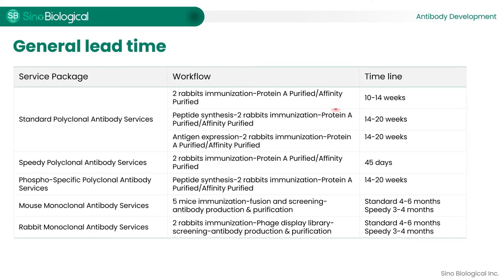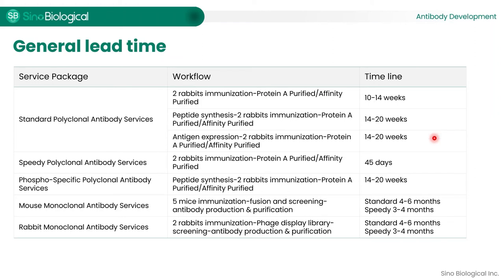Generally, it will take a little bit longer to generate antibodies. The immunogen preparation will cost some time, and the animals will cost some time to mount a sufficient immune response, after which they can be sacrificed to proceed into the antibody selection process. And generally, it takes about 4 to 6 months to complete a mouse or rabbit monoclonal antibody generation service.